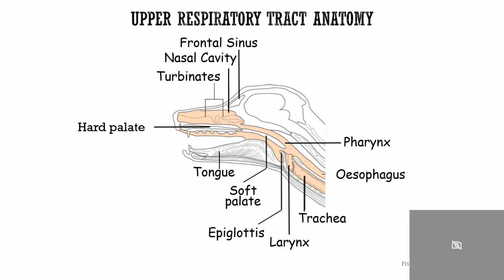The image provided shows you the anatomy of the upper respiratory tract, showing the position of not only sinuses, the nasal cavity and also turbinates, the hard palate, the tongue, soft palate, epiglottis, larynx, pharynx and trachea, and also the location of the esophagus.